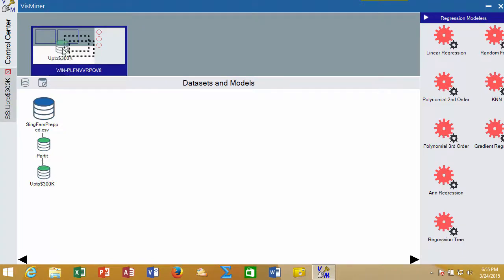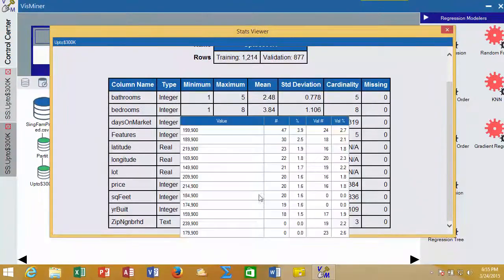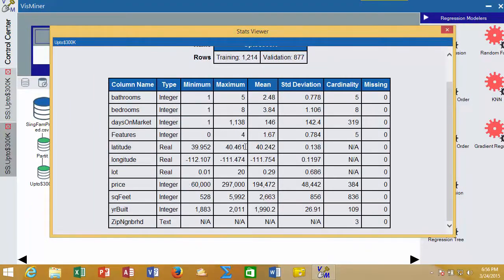If we look at this in our summary statistics, within this price range we have bathrooms from 1 to 5, bedrooms from 1 to 8, a variety of days on the market, and features, which is things like are they on a cul-de-sac, do they have a den, those are from 0 to 4. We have our latitude and longitude, the lot sizes ranging from almost a non-existent lot up to a 20-acre lot in this price range. And then we have price ranging from about 60,000 up to about 300,000, and the square feet from the very small to roughly 6,000, and the year built.